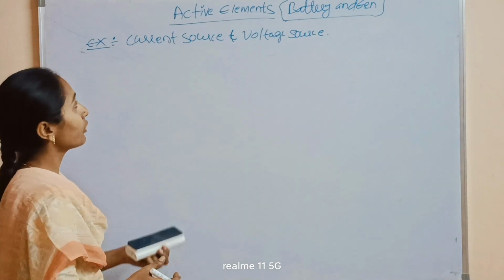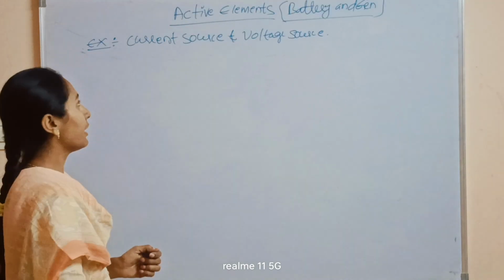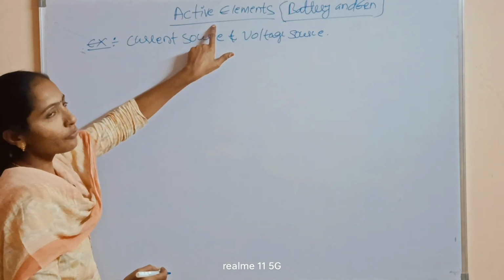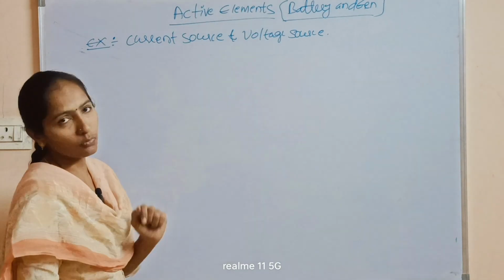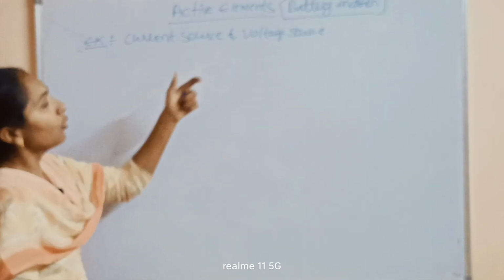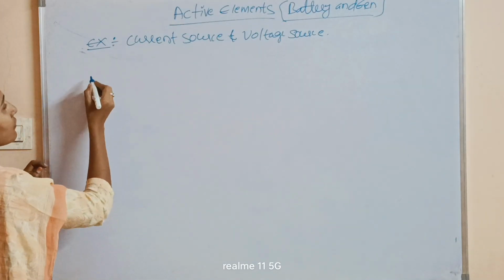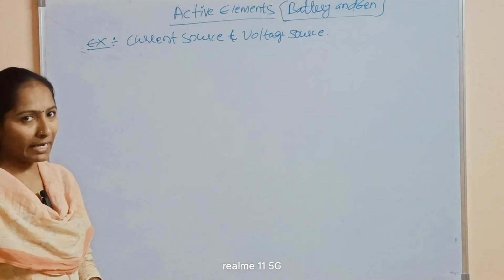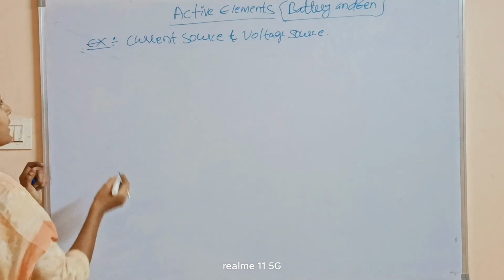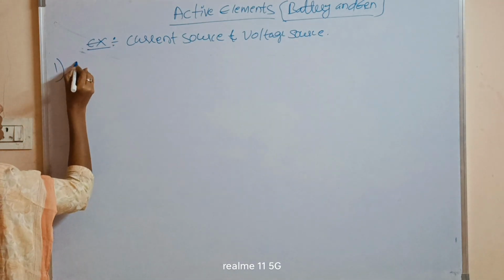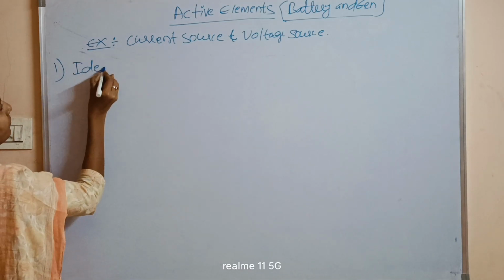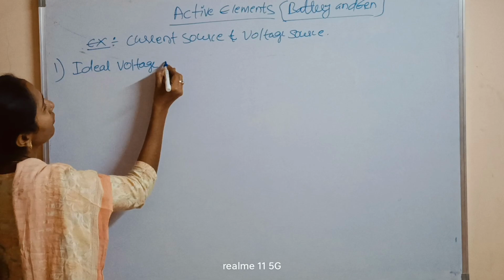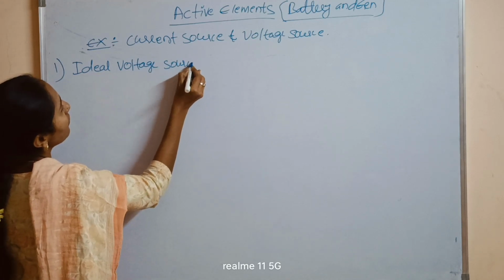Now coming to the classification of active elements. The examples of active elements are current source and voltage source. Now coming to the voltage source. For the voltage source we should consider two cases: one is the ideal case, another is the practical case. First of all, the ideal voltage source.